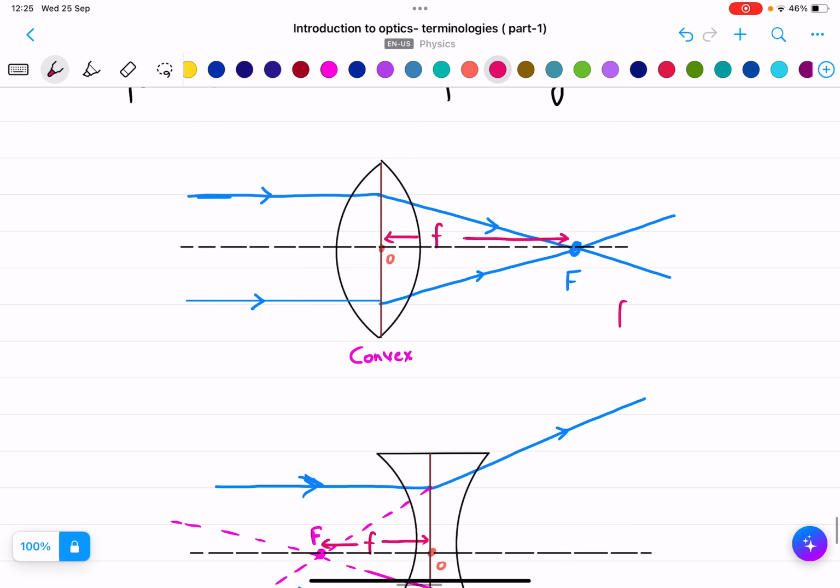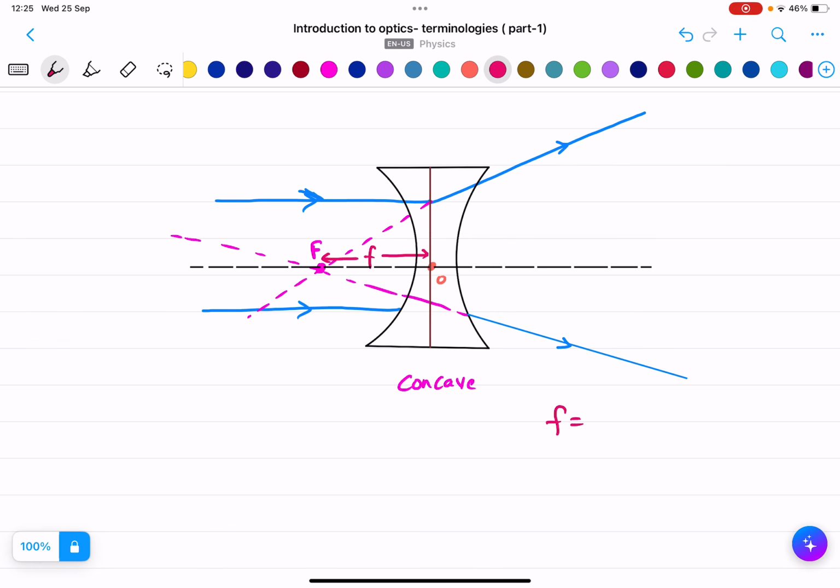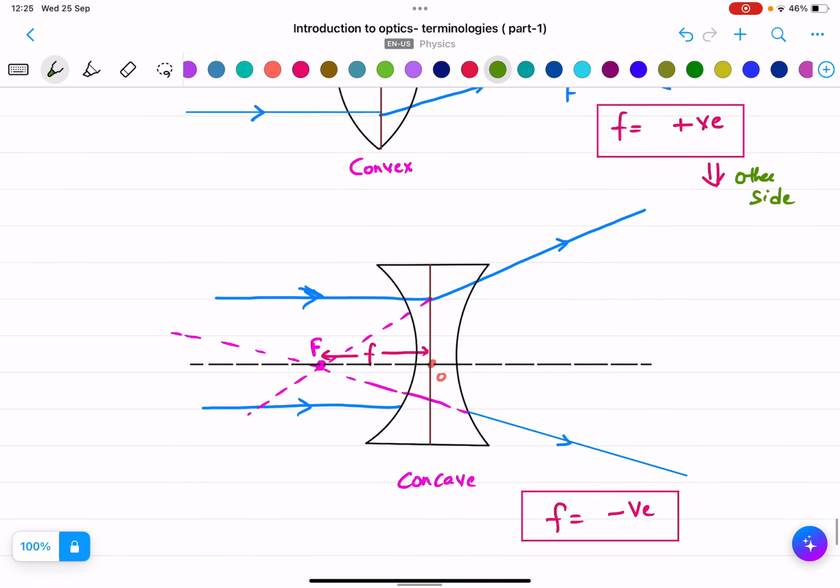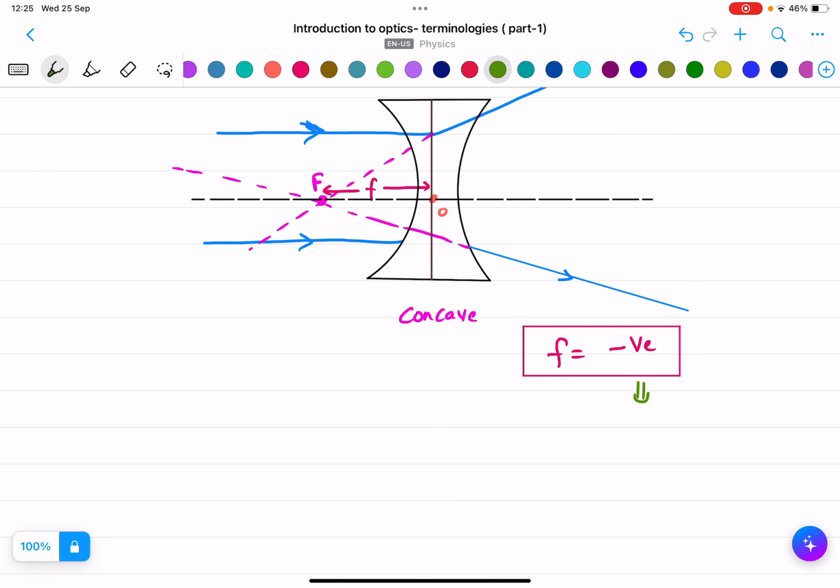Always remember, f is positive for convex lens and f is negative for concave lens. f positive means the focal point is on the different side, the opposite side, in convex lens, and in concave lens it is on the same side.